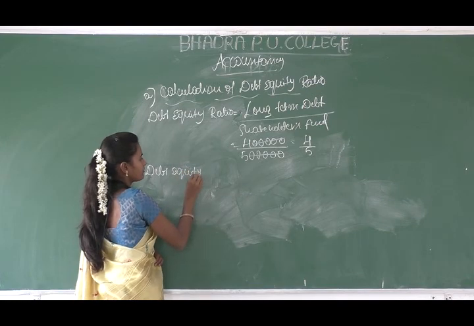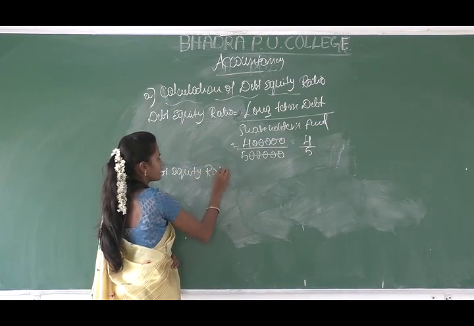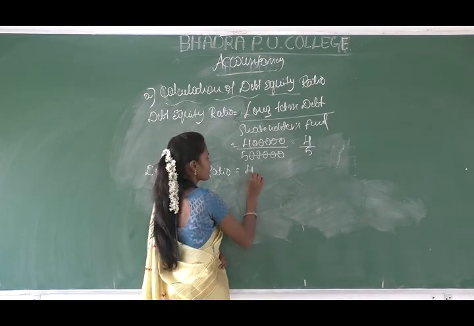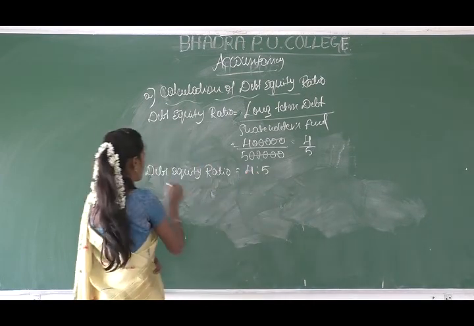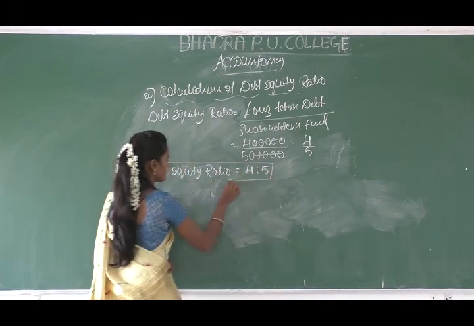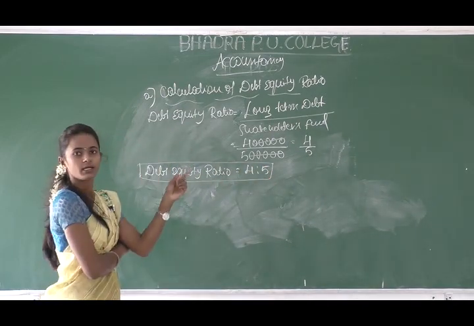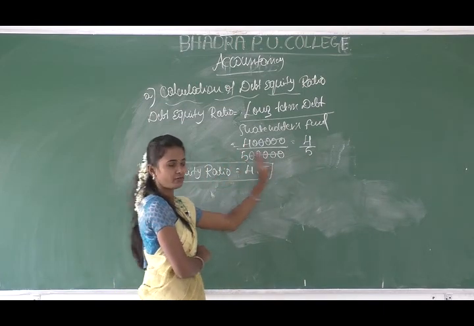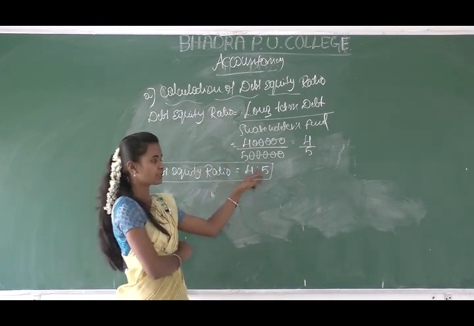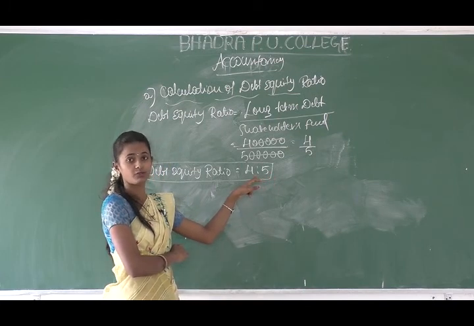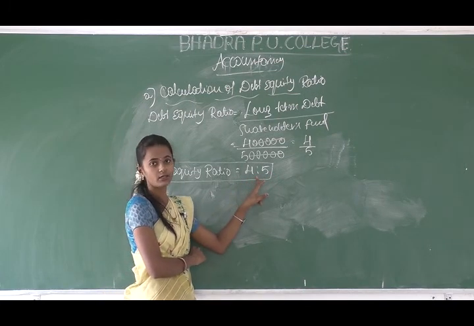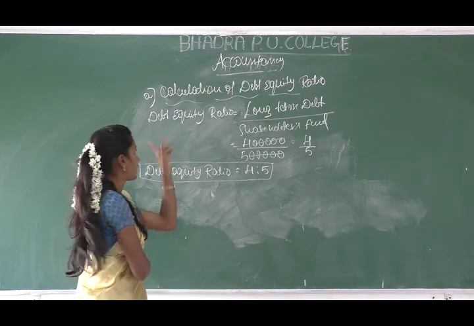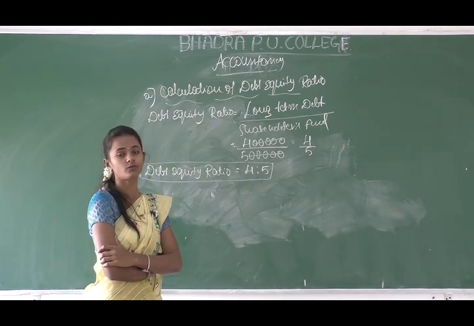Debt equity ratio is equal to 4:5. Clear, the zeros cancelled. So the remaining is 4 divided by 5. So 4 divided by 5 is nothing but 4:5 because we are in the case of ratios. Okay, so 4:5 is our answer, that is, debt equity ratio is equal to 4:5.